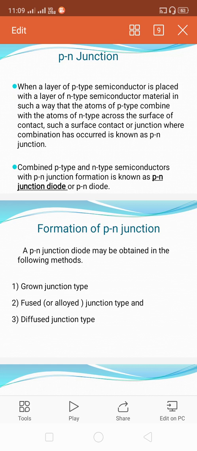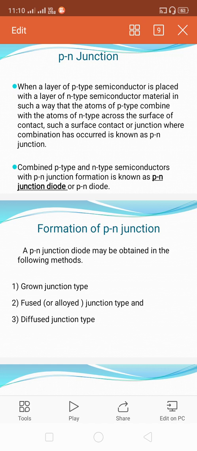Now how can we form a PN junction? One type, either P type or N type, is connected to the other type. That is, P type and N type semiconductors are combined together and it leads to a PN junction diode. On one side we have P type, on the other side N type semiconductor, and in the middle we have the junction. The junction is known as the PN junction or depletion layer.